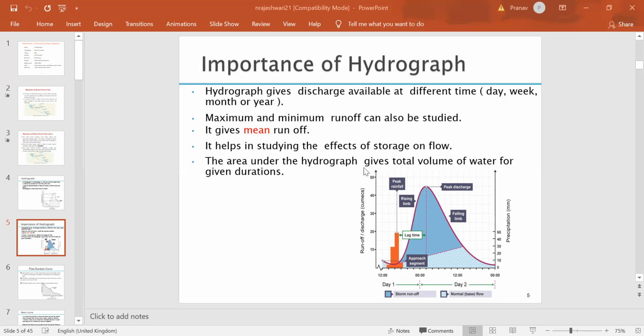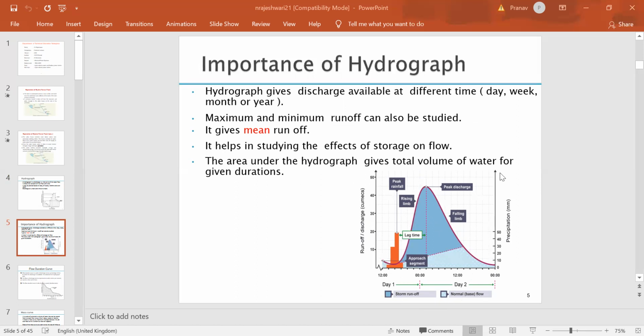The area under the hydrograph gives the total volume of water for a given duration. So this is the runoff or discharge, and this is day 1 and day 2. Storm runoff and normal flow. So these are the peak rainfalls, and this is the lag time between these two, from peak rainfall to peak discharge. And this is the approach segment, this is the rising limb, and this is the falling limb.